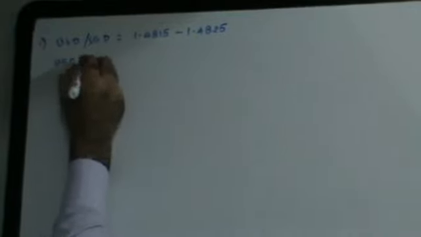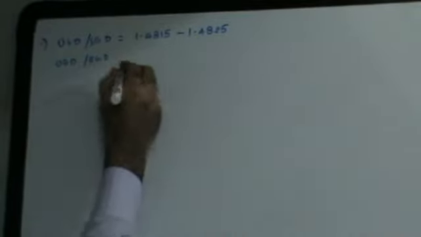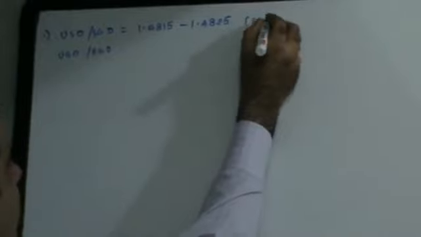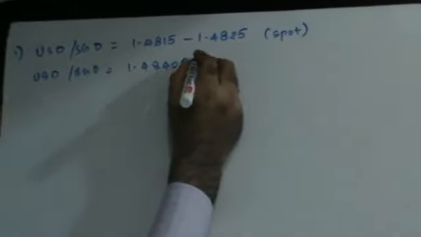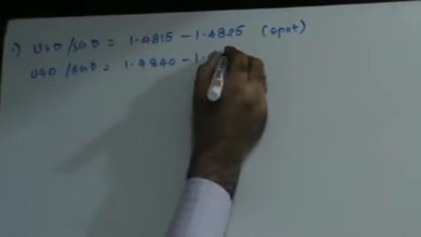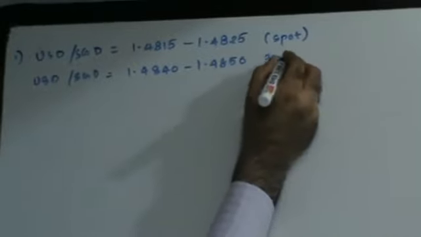USD Singapore dollar spot is 1.4815, 1.4825. US dollar Singapore dollar, three months forward, is 1.4840, 1.4850.